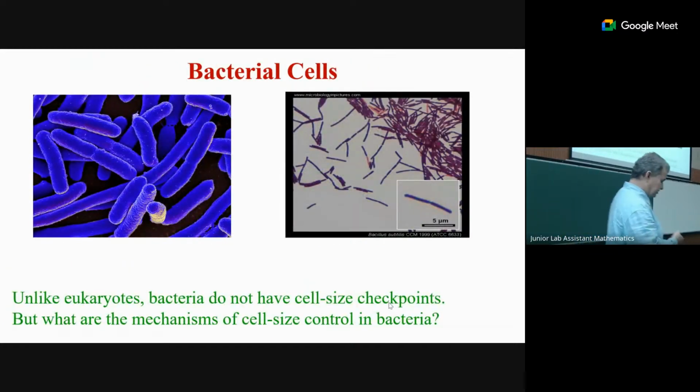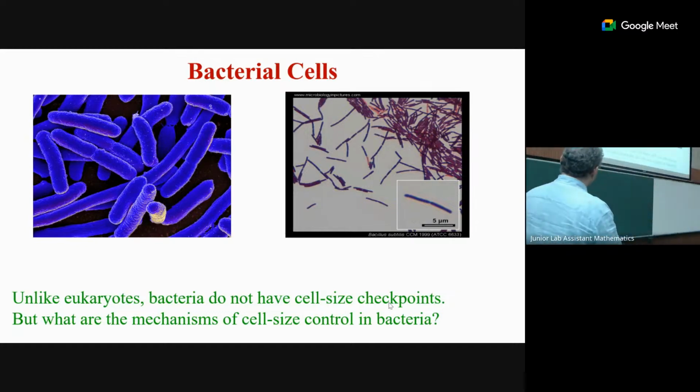At the same time, bacteria are a simpler organism. It's not the simplest, it's still complicated. But people have really studied bacteria quite well, especially E. coli, and probably beat them to death. They checked these bacteria, and there is no cell size checkpoint. In other words, there are no devoted biochemical pathways which lead to very uniform cell sizes. So the question is, what is the mechanism of cell size control in bacteria?